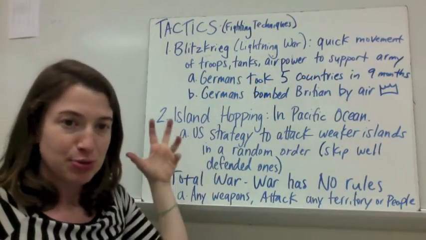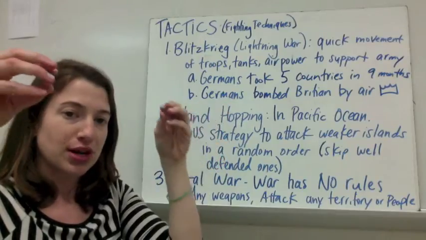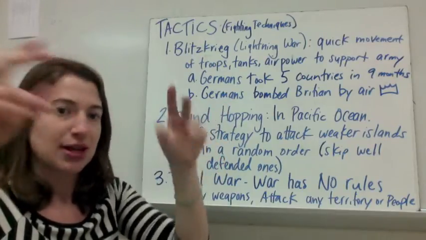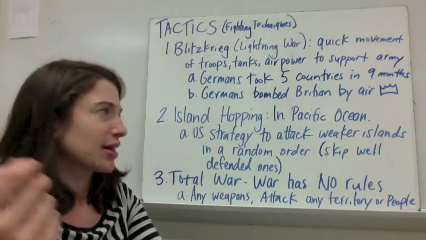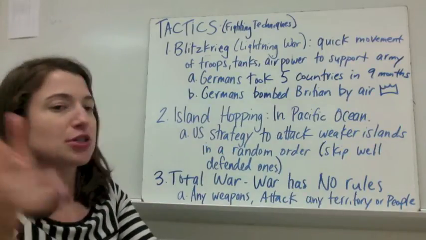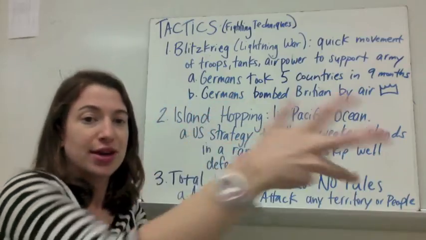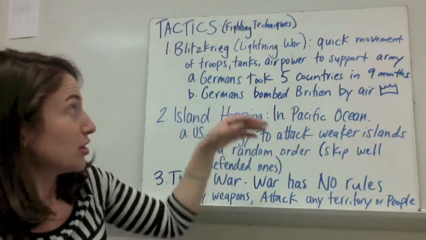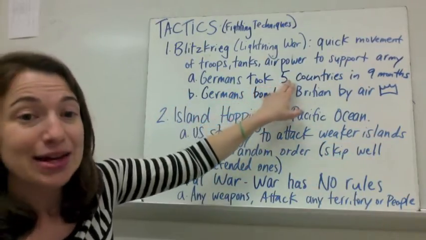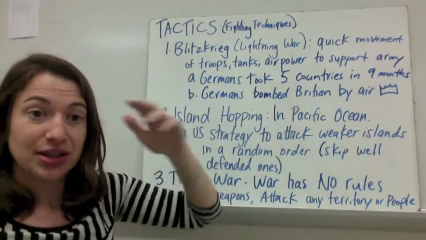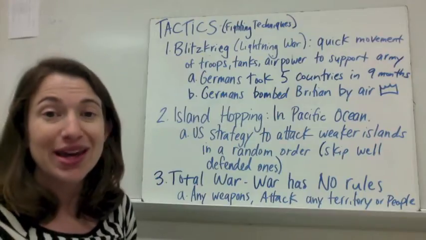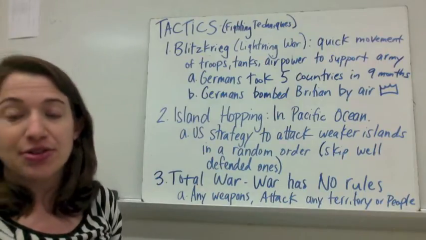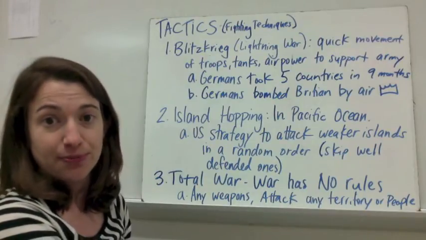So a lightning war, let's bring all of our support into one area and get them from air, from land, even sometimes from sea, not typically though, to support that army and to take over land. And it worked. The Germans took 5 countries in 9 months, okay? That's 5 countries in 9 months. That's a lot of countries. That included France, Norway, Denmark, the Netherlands, and Poland, okay?